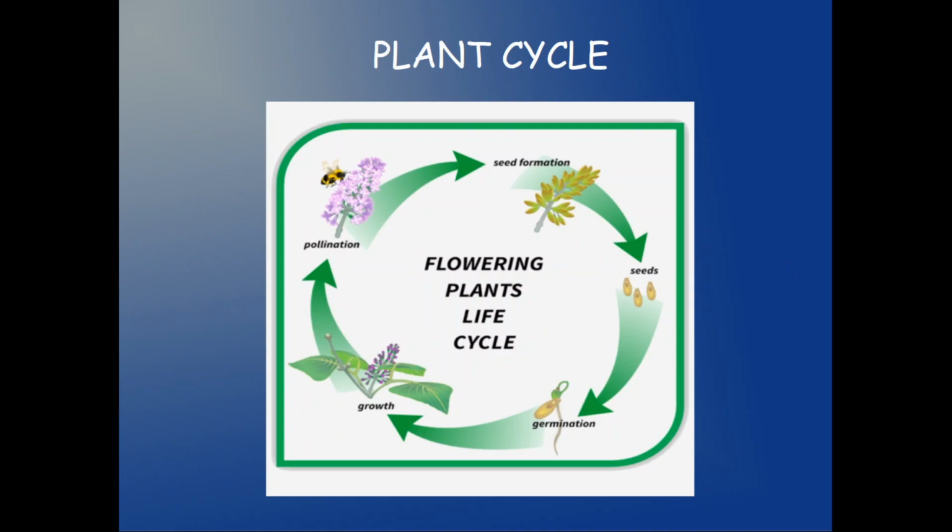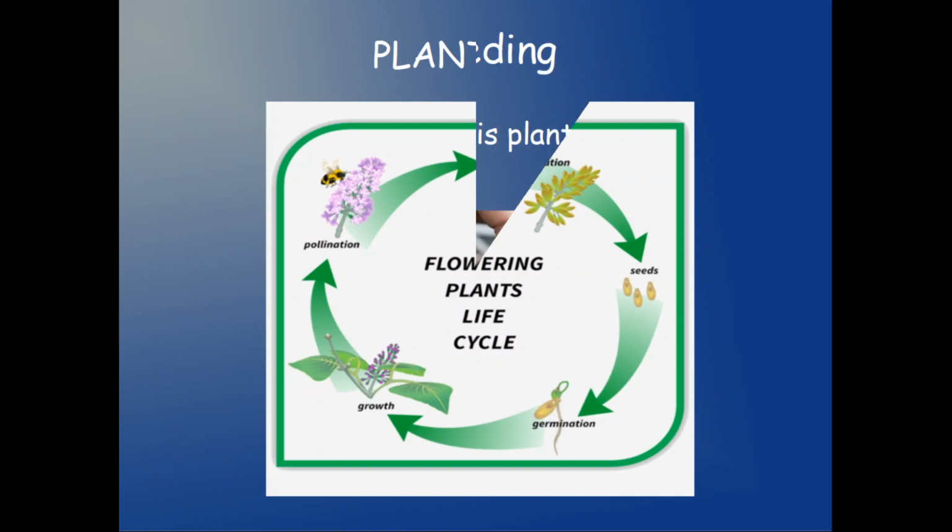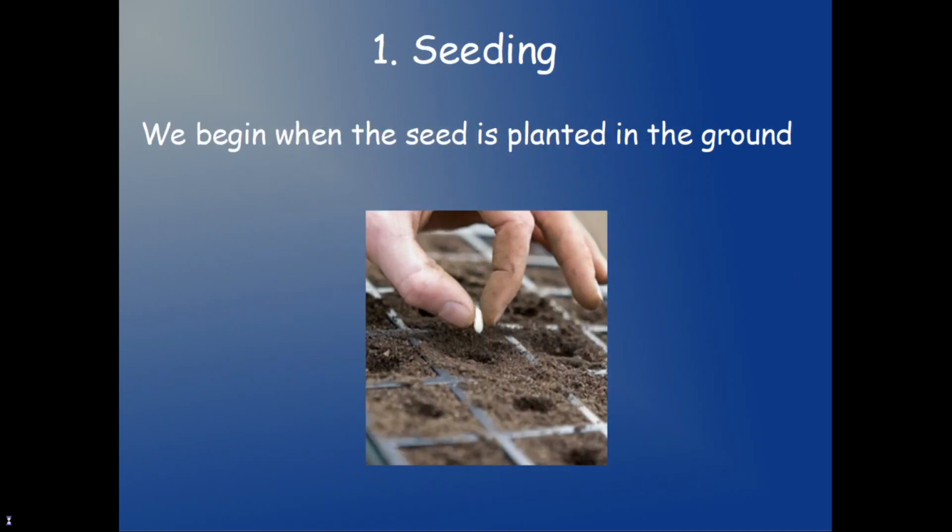All right, let's start talking a bit about it. We could start from the seeding. When we plant the seed on the ground, in the ground, sorry. The gardener can do it, a farmer, or it can just happen in nature, in the wild. Okay, so we have our seed in the ground.